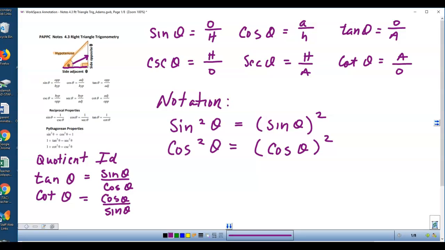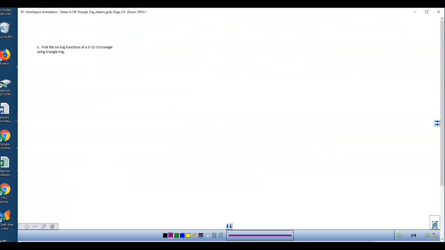So those are all some of the identities and things that we're going to work with today on these notes. All right, so the first one, problem 1, says find the 6 trig functions of a 5, 12, 13 triangle using triangle trig.